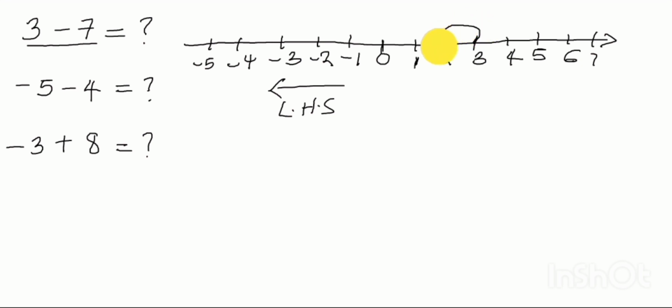So you see, I'm going to move the first 1, I'm going to move 2, I'm going to move 3, I'm going to move 4, I'm going to move 5, I'm going to move 6, I'm going to move 7. Now if I've moved towards the left 7 times, I ended up at -4. So 3 minus 7, according to the number line method, is going to give us -4, and that's very correct.